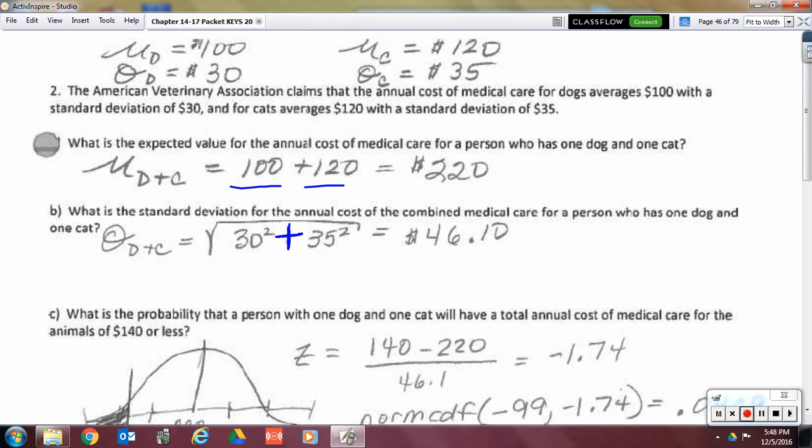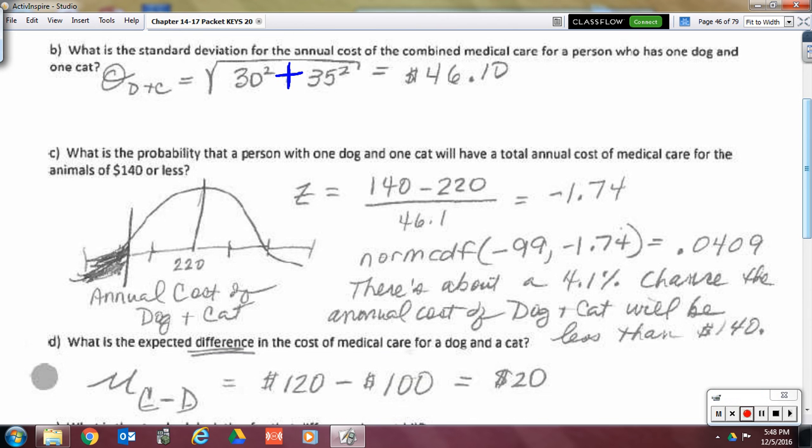So, on average, what's the probability that you will spend less than $140 total between the 2, dog and cat? So that's my X value of $140. So I do X minus the mean over the standard deviation, a Z-score of negative 1.74. I want to spend less than that. So that is norm CDF from negative 99 to that. That's a 4.1% chance that my total care for my dog and cat will be less than $140.